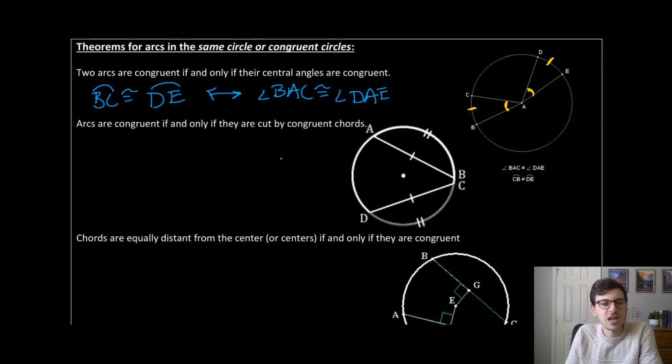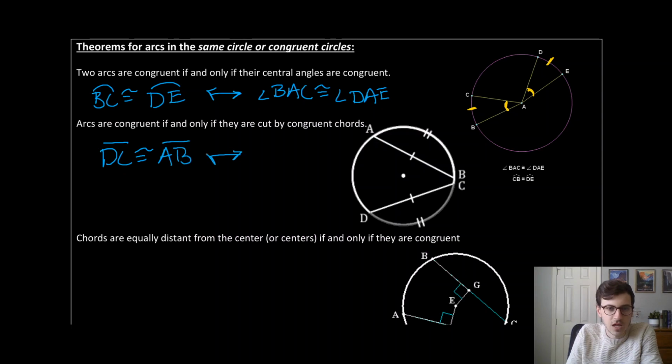Okay, arcs are congruent if and only if they are cut by congruent chords. So this is kind of the same idea. If you have a chord, which remember is a line segment that's contained within a circle. If you have a chord in a circle and two chords are congruent, well, then that means that the arc lengths are congruent. So here we would say if DC is congruent to AB, then either way, right? Then arc AB is congruent to arc DC. Right, and that works both ways.